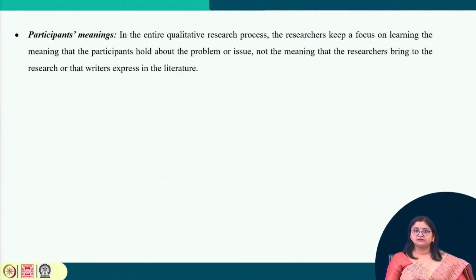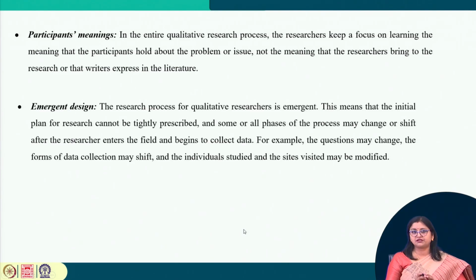Then participants' meanings. In the entire qualitative research process, the researchers keep a focus on learning the meaning that the participants hold about the problem or issue, not the meaning that researchers bring to the research or that writers express in the literature. What does that mean? Whatever participants are thinking, that is the focus in qualitative research, not the researcher's thinking.